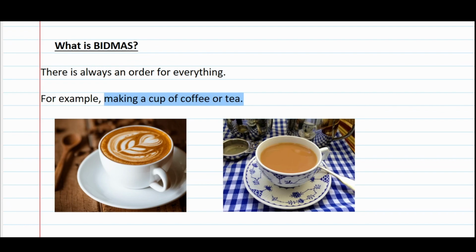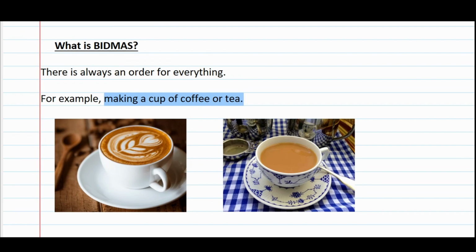So before we discuss what BIDMAS is, we should remember one thing, in that there is always an order for everything. For example, when you're making a cup of coffee or tea, there is a certain way you would do things to make that cup of coffee or tea properly. If you're making a cup of tea, you wouldn't pour the milk first and then put the tea bag in and start stirring and then pour the hot water last. You wouldn't do that.